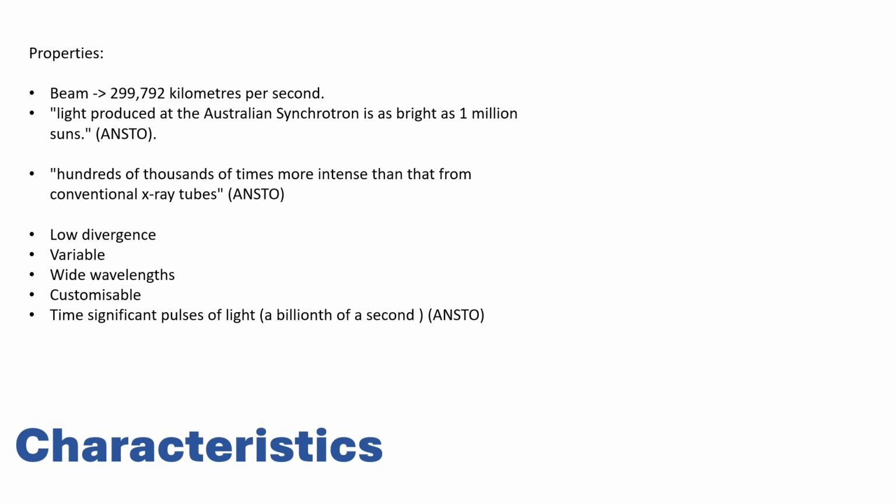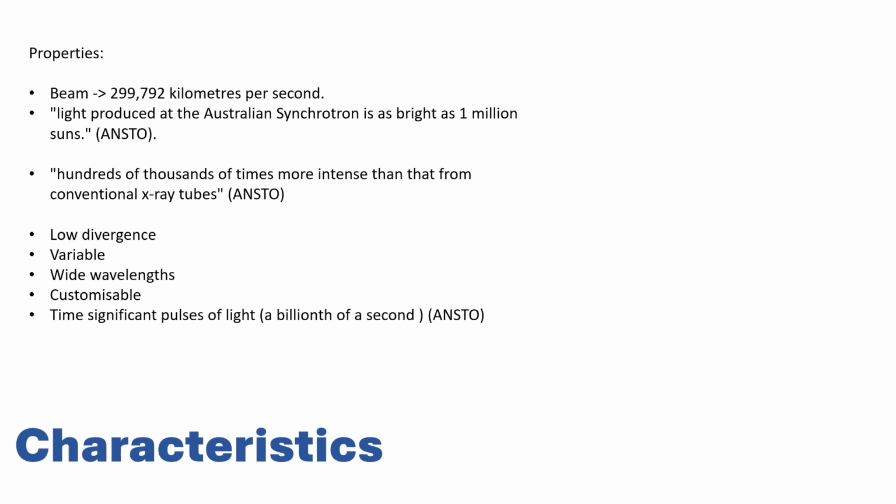The light created is so intense that the light produced by the Australian synchrotron is as bright as 1,000,000 suns. As such, the light must have some extremely unique properties which determine its characteristics. The synchrotron light is intense, hundreds of thousands of times more intense than that from conventional X-ray tubes, and has an extremely low divergence, or theta angle from the section before. Synchrotron light is variable for differing experiments, not requiring a new machine for a new wavelength, has a long range of light wavelengths to pick from.